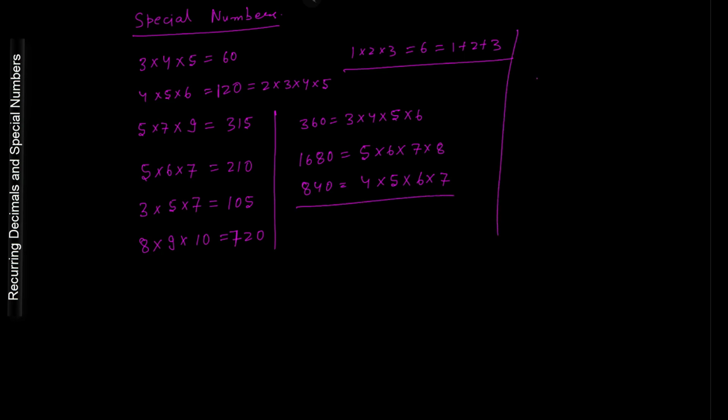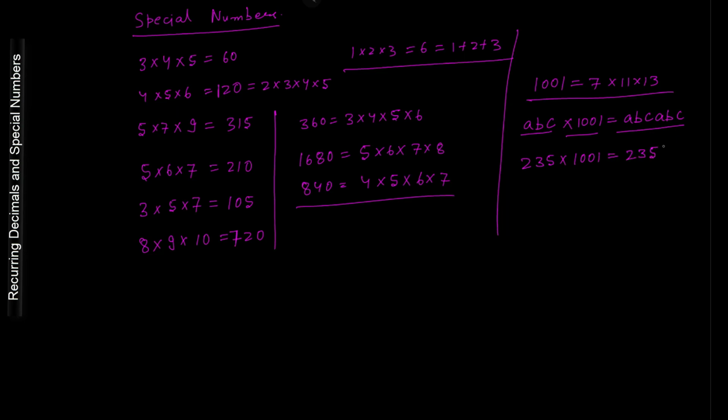One very special number, that is 1001. This is 7 into 11 into 13. Now what is the beauty of this? If any 3-digit number is multiplied by 1001, it will just repeat itself. That means it will become a 6-digit number like this. ABC into 1001 is always ABCABC. So 235 into 1001 will automatically be 235235.